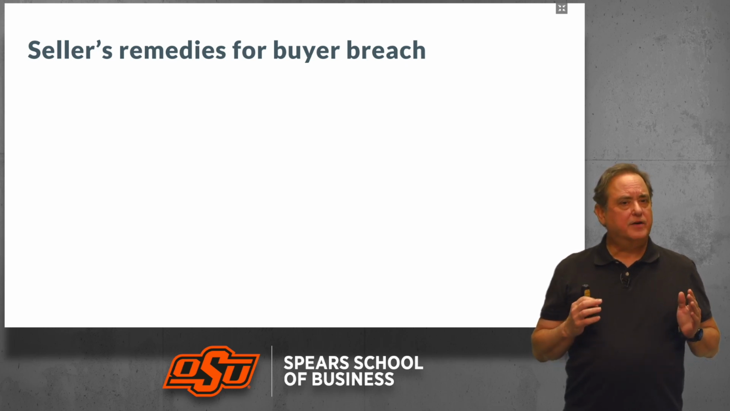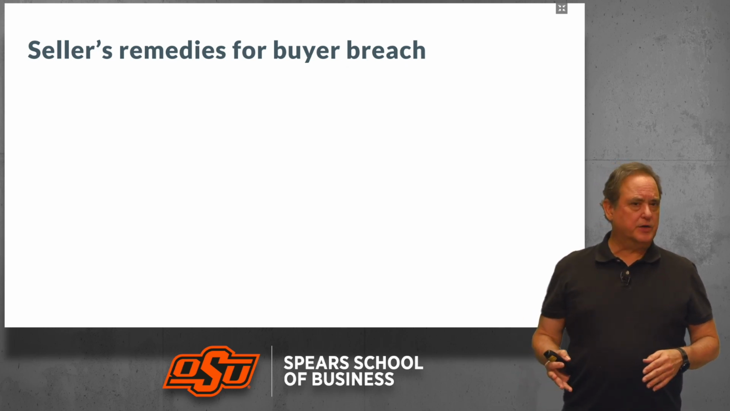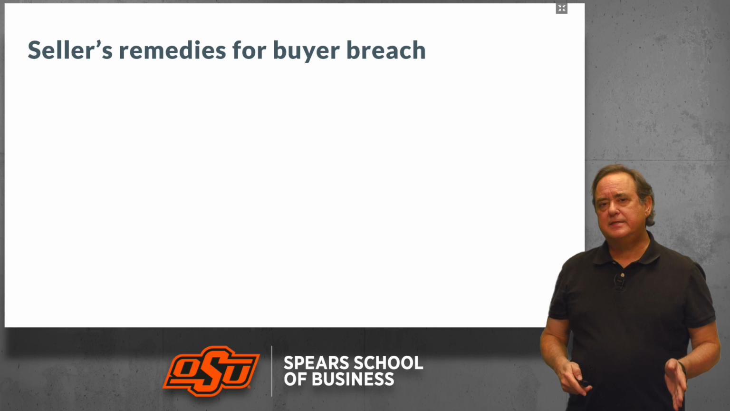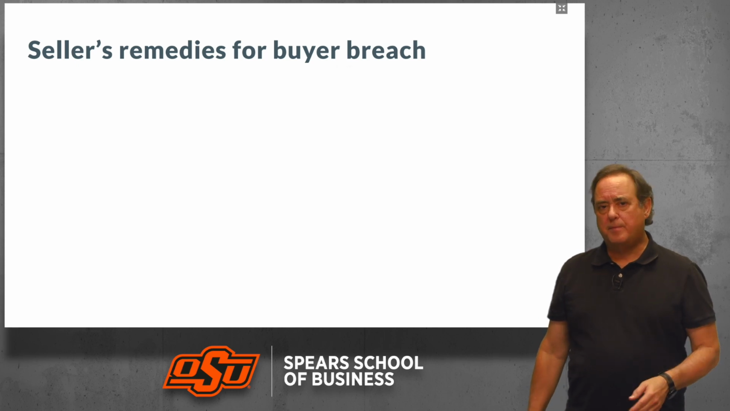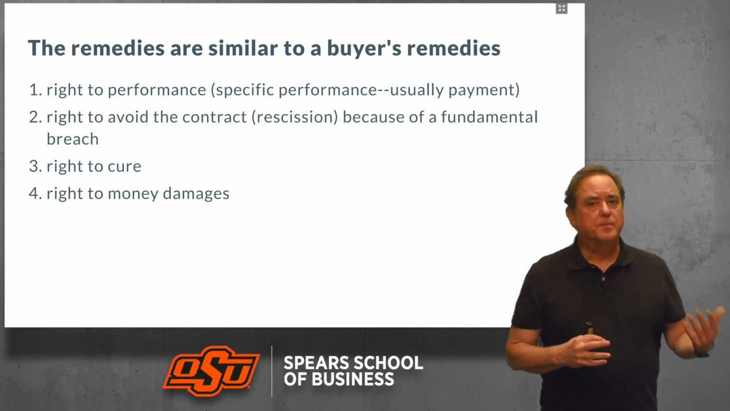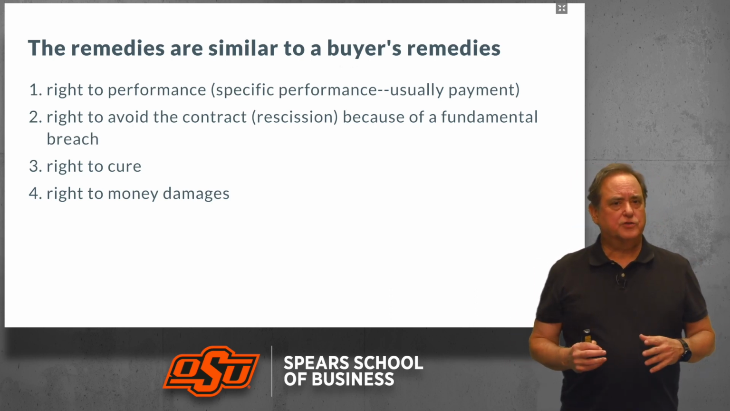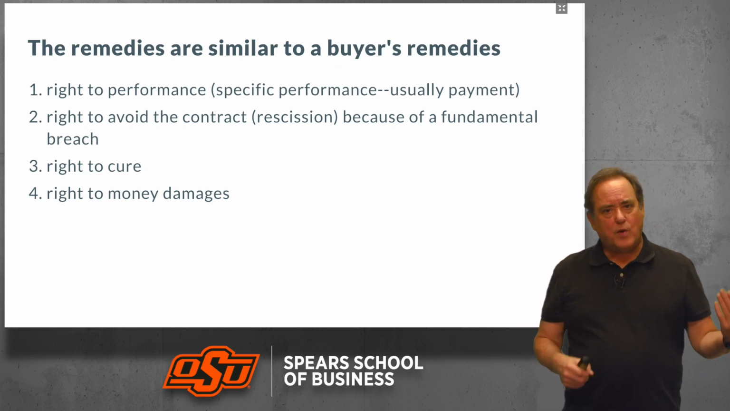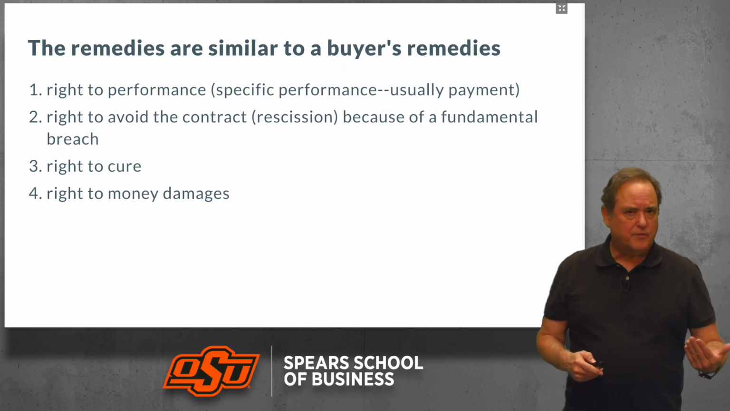All right, so we've covered the buyer's remedies for the seller's breach. Now we're going to look at the seller's remedies for a buyer breach. Now the remedies are going to resemble the buyer's remedies. They're very close to one another, starting with the right to performance, specific performance.